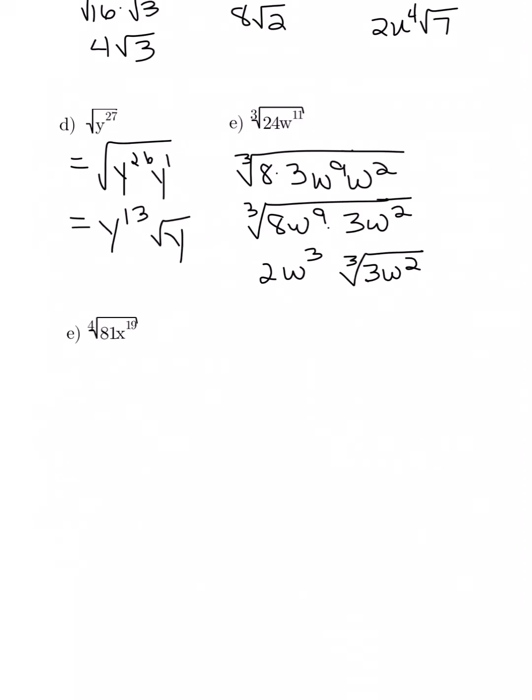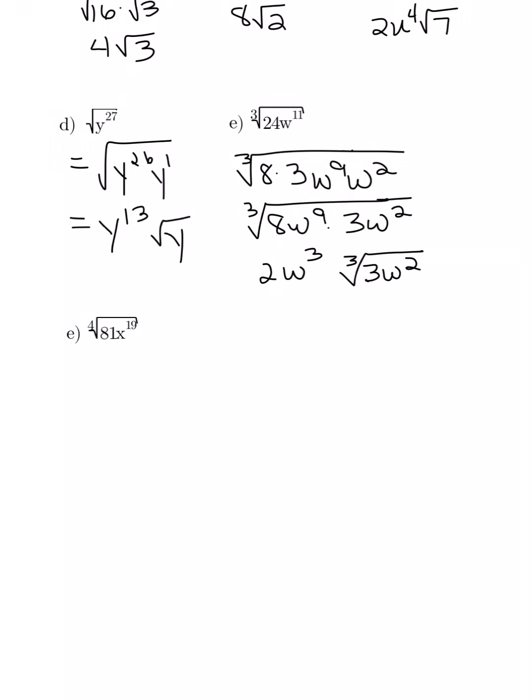For our last example, we're going to be working with a fourth root. Check your number, 81. 81 is a fourth power, so we don't have to do anything to that. In checking the power, I cannot divide 19 by 4 evenly.